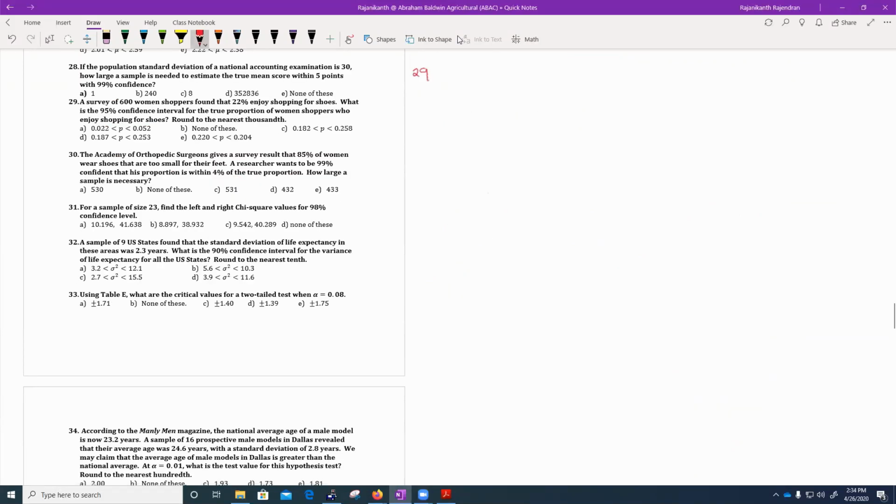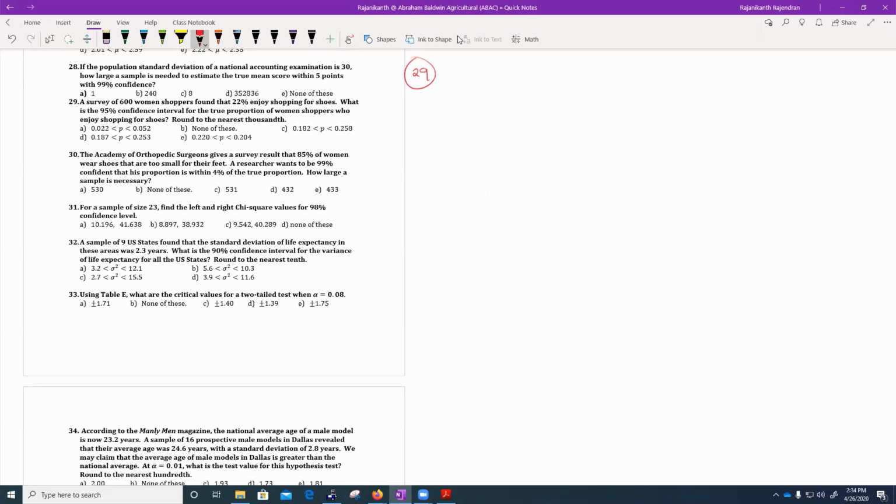Problem number 29. A survey of 600 women shoppers found that 22% enjoy shopping for shoes. What is the 95% confidence interval for the true proportion of women shoppers who enjoy shopping for shoes, rounded to the nearest thousandth? So this is about finding the interval for the proportion, right?